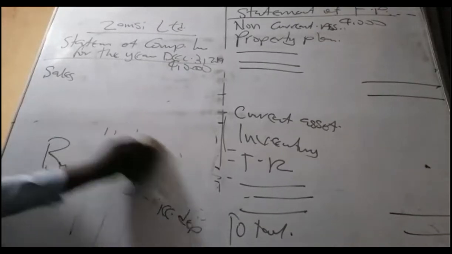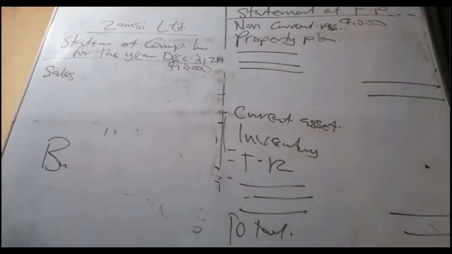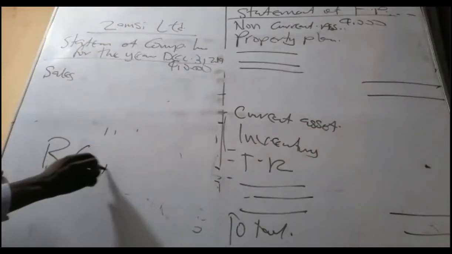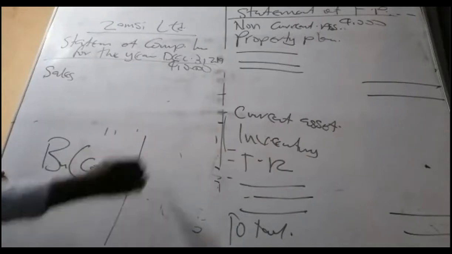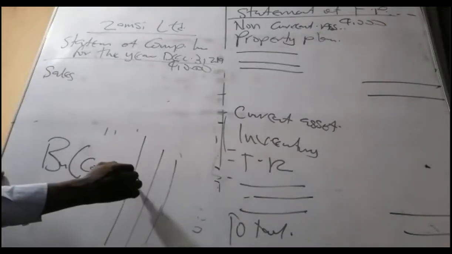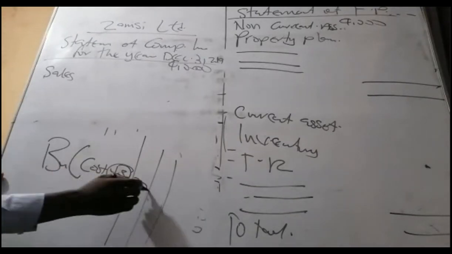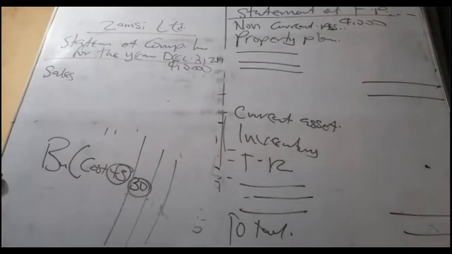Or sometimes they input it in brackets, the cost is 45. And then in the trial balance, they'll put 30. So it means that the cost is 45, the current amount is 30. So depreciation has been subtracted already. That's the implication. So do take note.